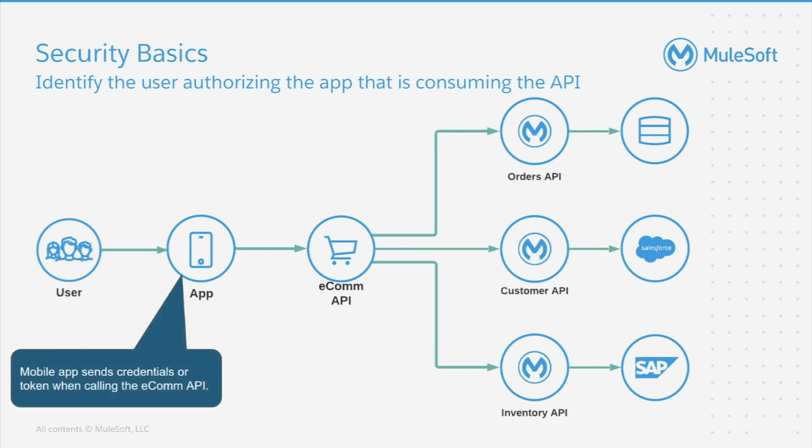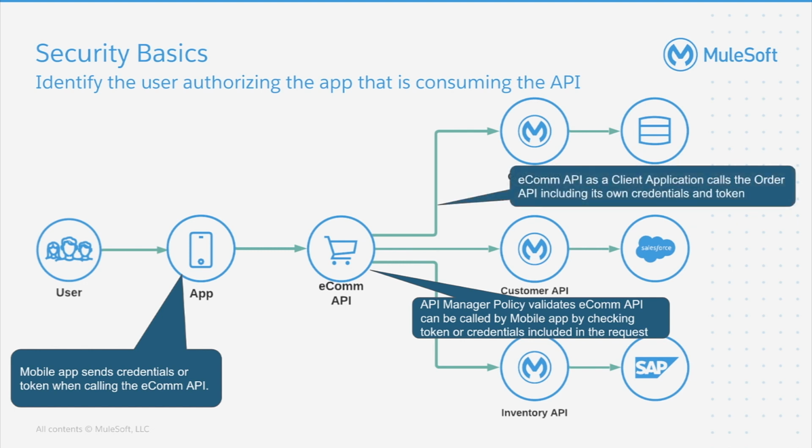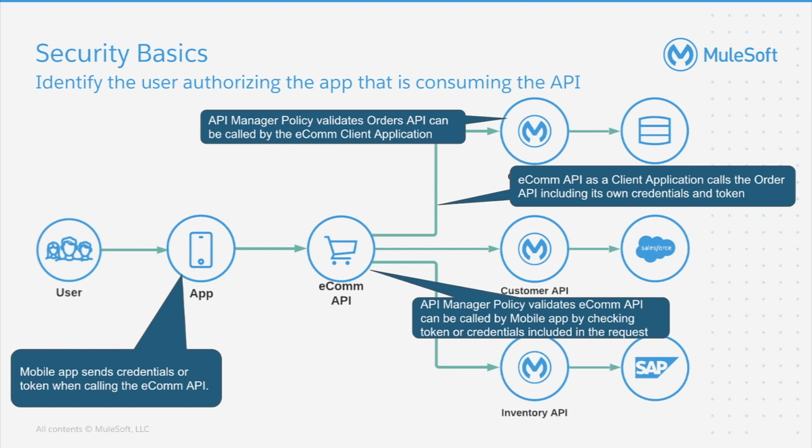API Manager policy validates the eCom API can be called by the mobile app by checking the token and the information included inside of it. The eCom API as a client application then calls the Order API, including its own credentials or token. API Manager policy validates the Orders API can be called by the eCom client application.